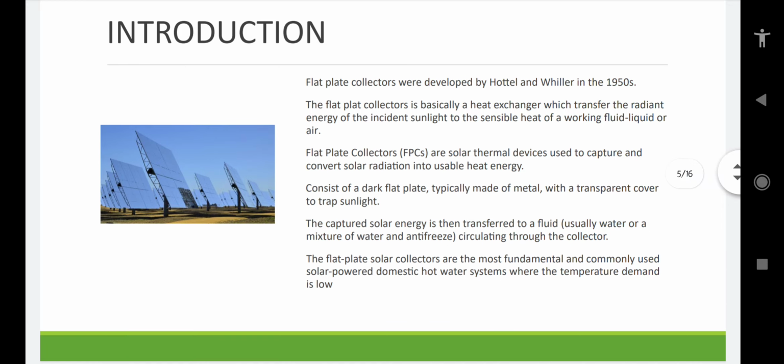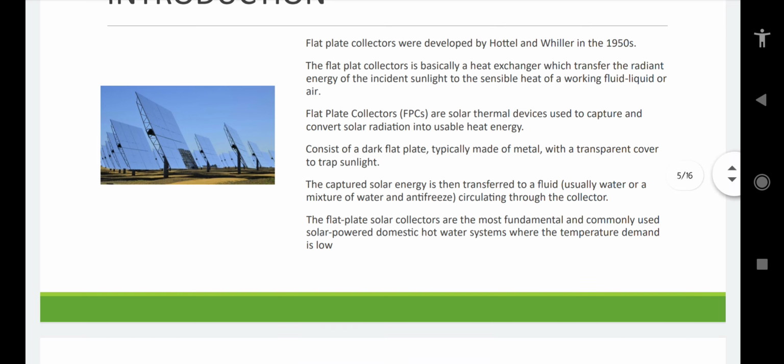Flat plate collectors were developed by Hottel and Whillier in the 1950s. The flat plate collector is basically a heat exchanger which transfers the radiant energy of the incident sunlight to the sensible heat of a working fluid, liquid or air. FPCs are solar thermal devices used to capture and convert solar radiation into usable heat energy.